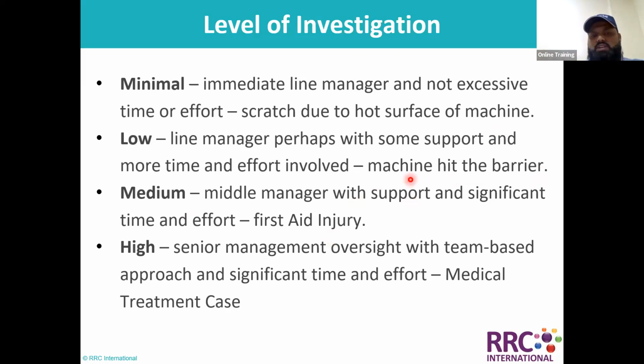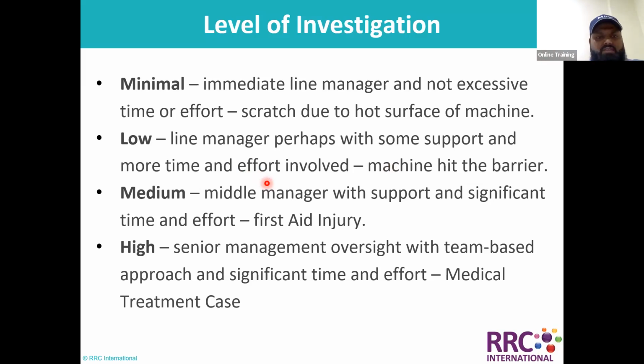Okay, a machine which hit the barrier or the barricade, then the line manager, maybe with some support, and more time and effort is involved. Maybe the line manager comes and in this way he would be involving one or two persons, and of course more investigation, more time and effort is involved in this kind of incident.